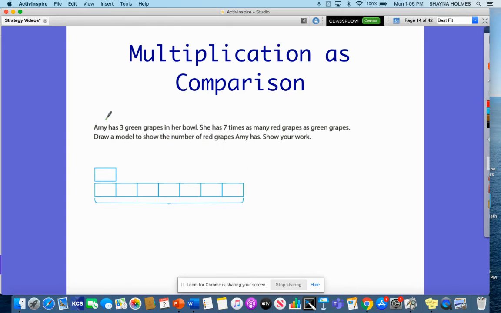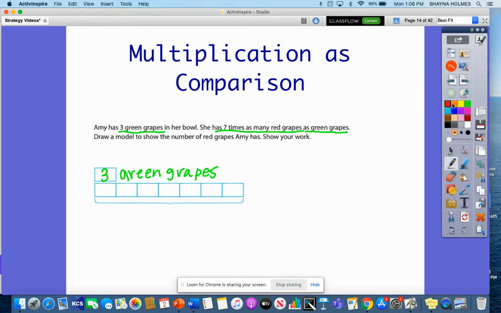So our example problem here says Amy has 3 green grapes in her bowl. She has 7 times as many red grapes as green grapes. Draw a model to show the number of red grapes Amy has and show your work. So right here, she has 3 green grapes in her bowl. So I'm going to put this, so this is going to be the 3 green grapes.